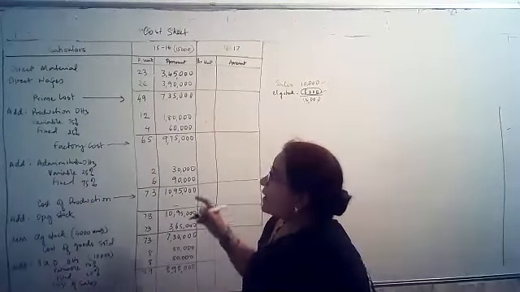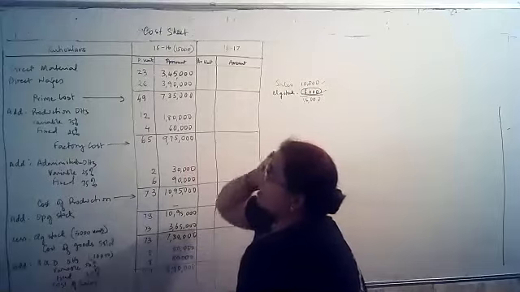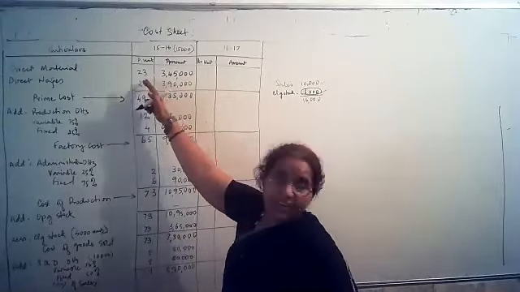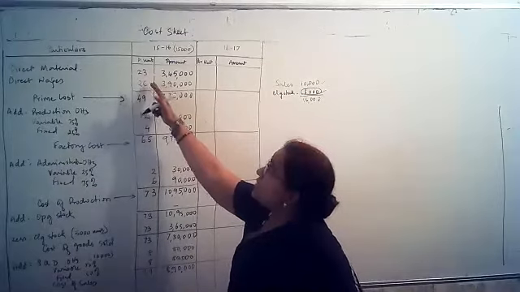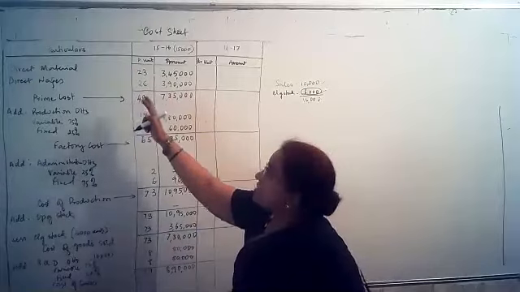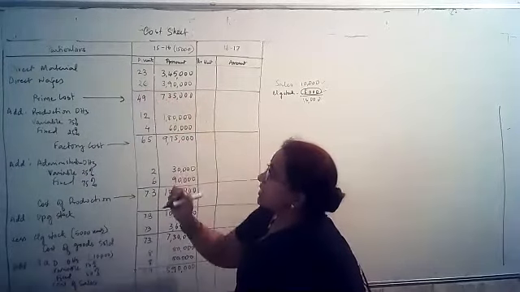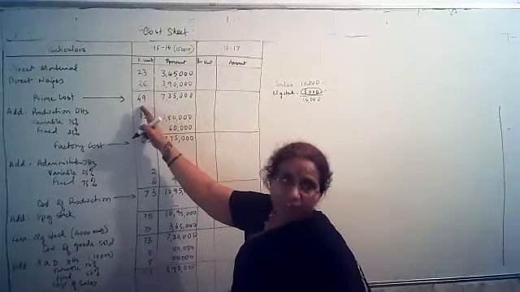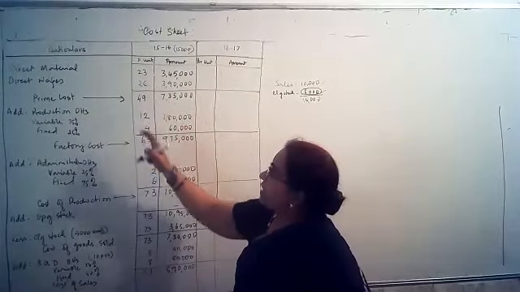I'll just re-explain the same thing again. Direct material 3,45,000, I have divided by the 15,000 units which is produced, which is 23. Direct wages is 3,90,000 divided by 15,000 units, 26. Prime cost is 7,35,000 divided by 15,000. I will get 49 rupees.